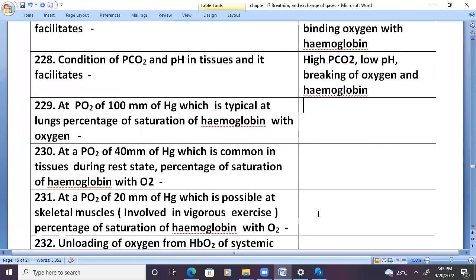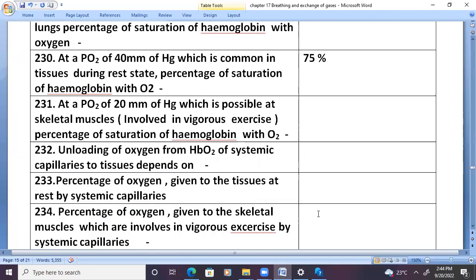Then at PO2 of 100 mm of Hg, which is typical at lungs, percentage of saturation of hemoglobin with oxygen is about 97%. At PO2 of 40 mm of Hg, which is common in tissues during rest state, percentage of saturation of hemoglobin with oxygen will be reduced, and nearly 22% is supplied to the tissues.